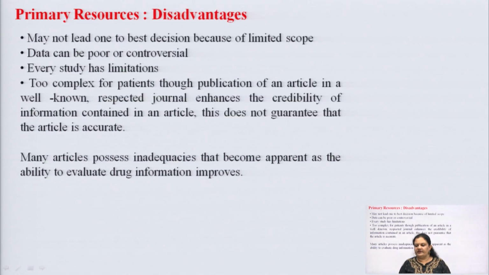Some of the disadvantages of primary resources are that it may not lead one to the best decision because of its limited scope. We have seen this in our earlier slides also. Data can be poor or sometimes controversial. Every study, we can say, is not ideal. So it also has two important limitations. First, it is too complex for patients, because the published article is sometimes not known, and the journal is not very good or indexed and validated. Second, many articles possess inadequacies that later become apparent as the ability to evaluate drug information improves.